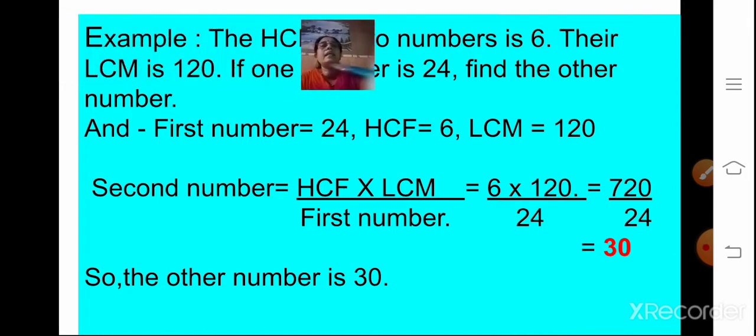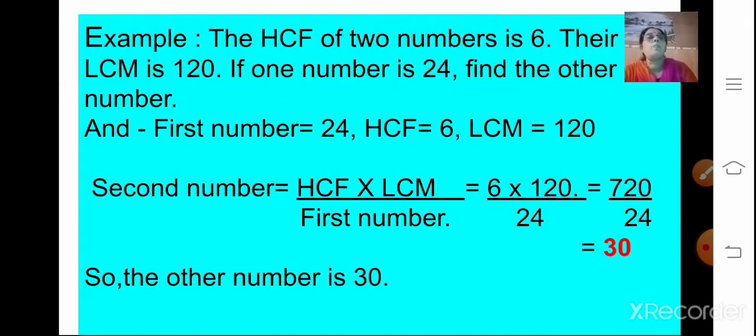Now let us see an example. The HCF of two numbers is 6. Their LCM is 120. If one number is 24, find the other number. Now one number, the first number, is given, it is 24. HCF is 6 and LCM is 120. You have to find the second number.